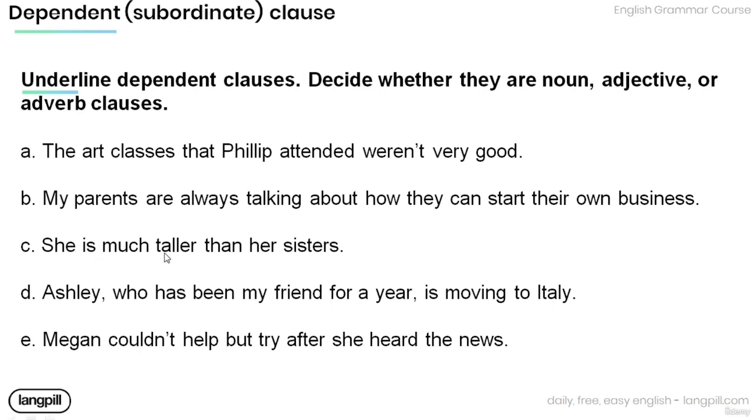C. She is much taller than her sisters. D. Ashley, who has been my friend for a year, is moving to Italy. E. Macon couldn't help but try after she heard the news.